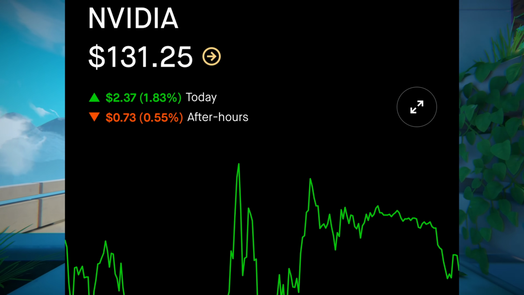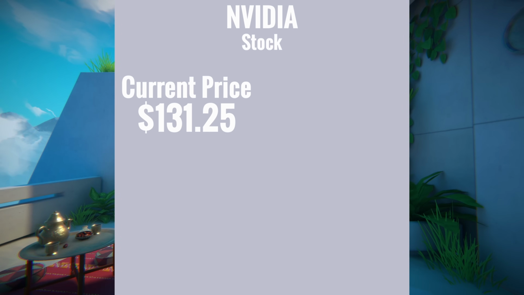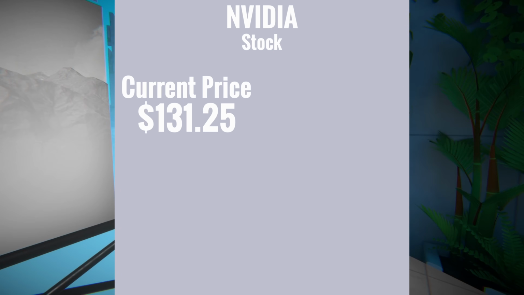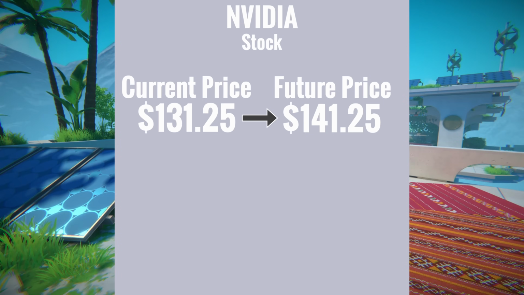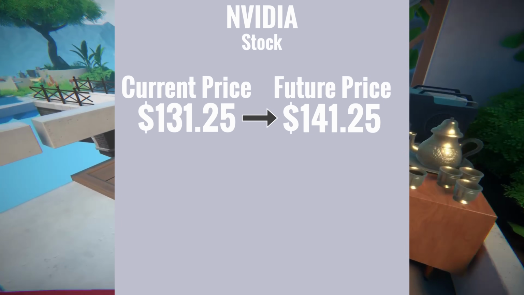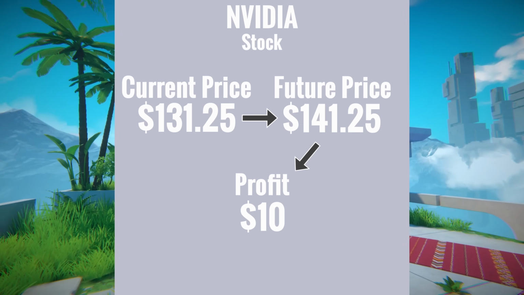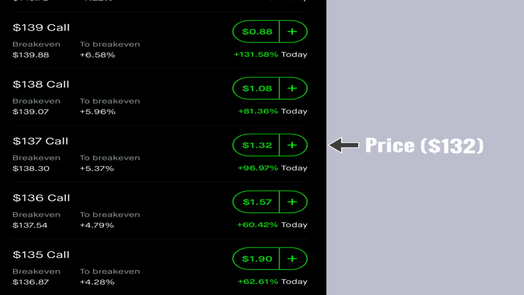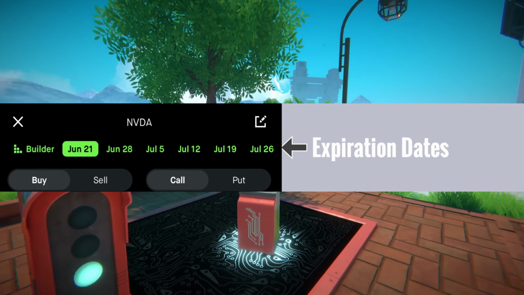The current price is $131.25. Let's say you bought a share of NVIDIA for that $131.25. If it went up to $141.25 after you bought it, that would be $10 profit, meaning you pocketed $10. Now, this call option is $132 to buy one, which is pretty much the same thing as buying a share, except this call option has an expiration date, as you see it at the top, June 21st.